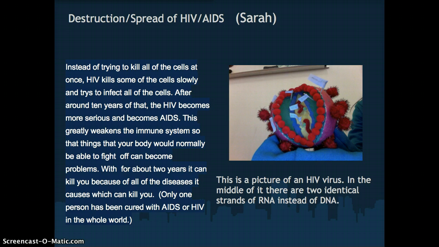Instead of trying to kill all the cells at once, HIV kills some of the cells slowly and tries to infect all the cells. After around 10 years of that, the HIV becomes more serious and becomes AIDS. This greatly weakens the immune system so that things in your body that would normally be able to fight off can become problems. With AIDS for about 2 years, it can kill you because of all the diseases it causes.